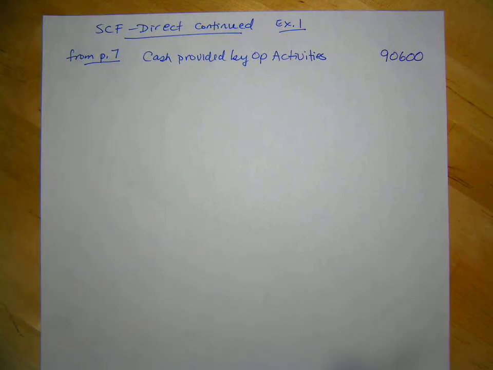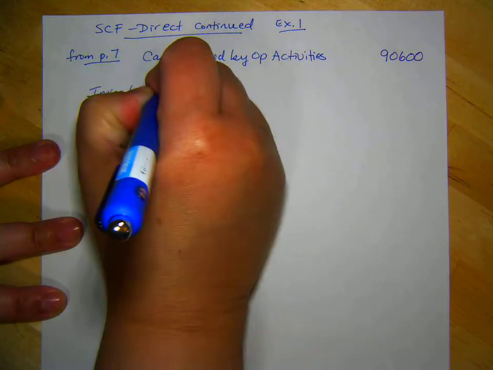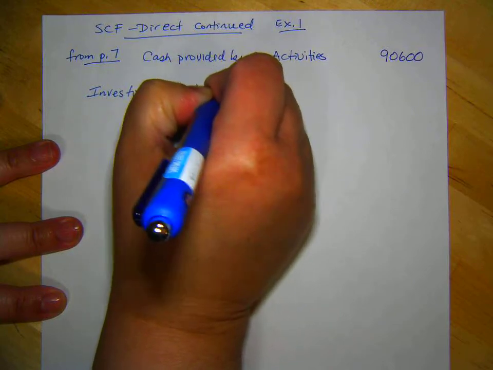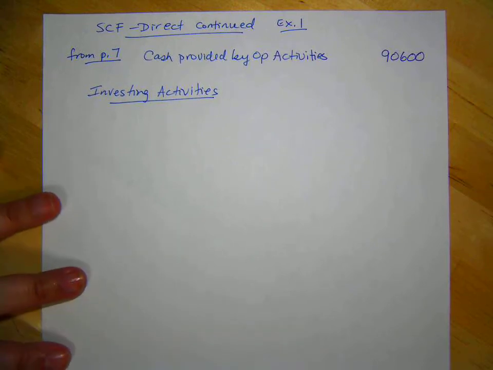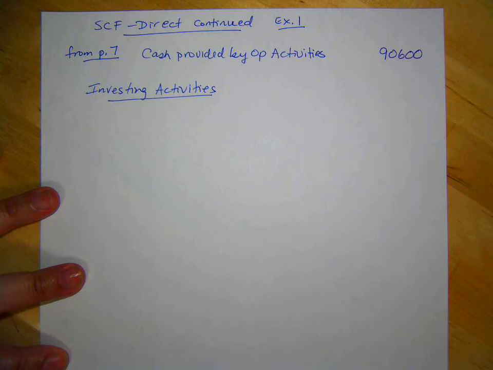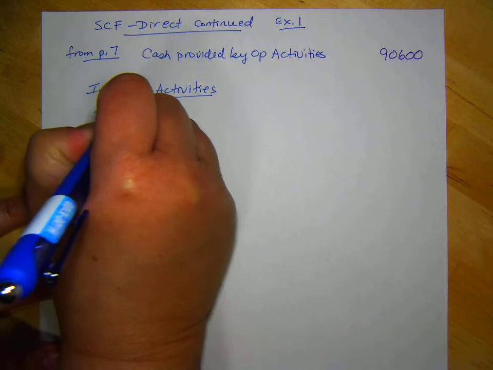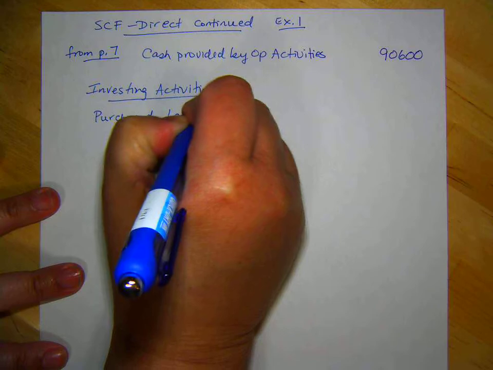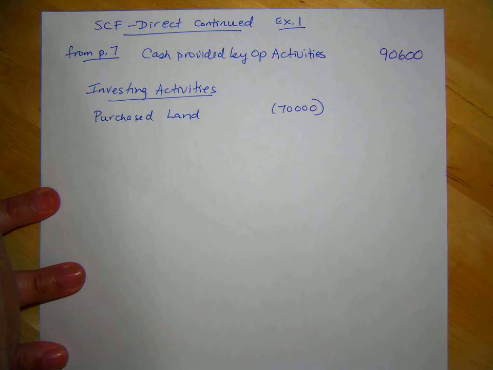So now we do the other two sections. So we've got investing activities. So again, you're going to go back and look at all the things that have investing beside them. So there wasn't anything weird. We didn't purchase and sell land or a building or equipment, so they're all pretty straightforward. We've got 3 purchases. Purchased land for $70,000, and then just check it off.